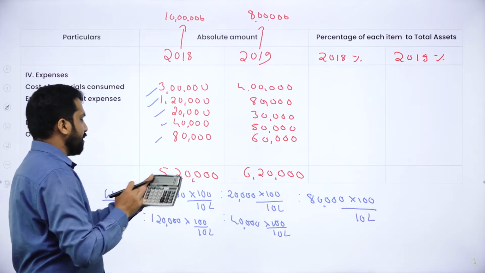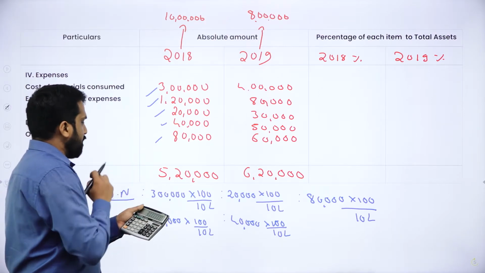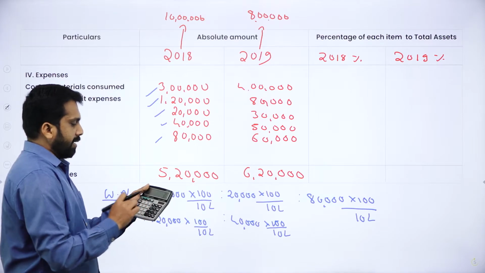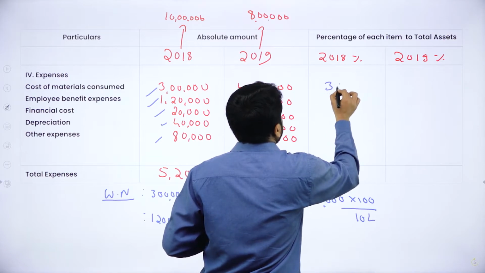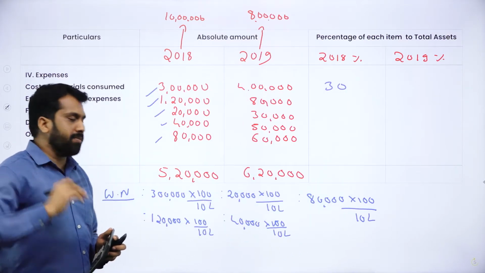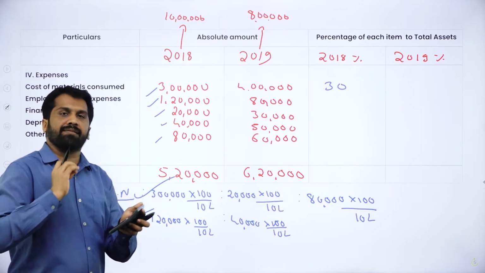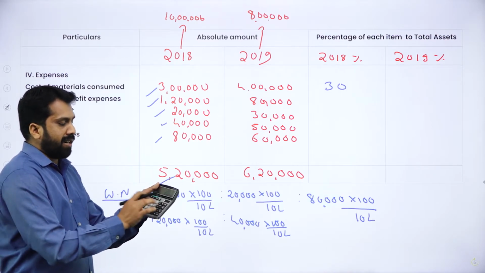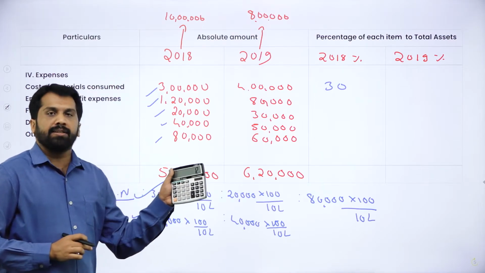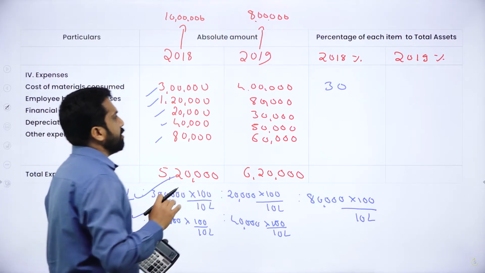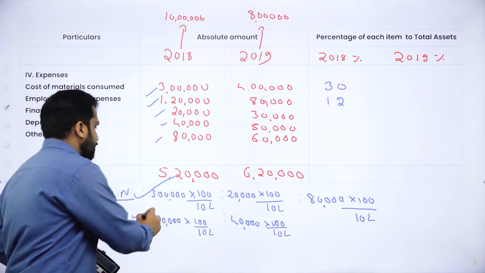Now, what is the first one? 3 lakh multiplied by 100 divided by 10 lakh. What is your answer? 30%. You should mention 30%. Now, similarly, this is done. Now we'll go for the second one. What is the second one? 1,20,000 multiplied by 100 divided by 10 lakh. You got 12%. Now, second one done.